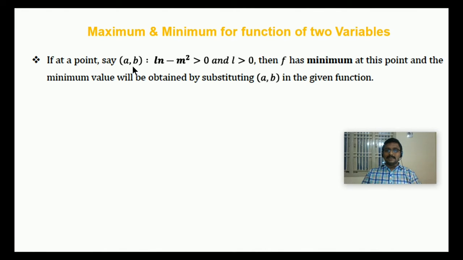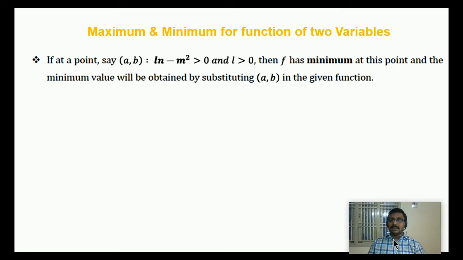If at a point, say (a,b), LN minus M square is greater than 0 and L is greater than 0, then the function f has a minimum value at the point, and the minimum value will be obtained by substituting (a,b) in the given function. Suppose LN minus M square is greater than 0 and L is also greater than 0, that is positive, both are positive values, then the function has a minimum value at the given point (a,b). So (a,b) here is the stationary point. At this point, both are positive values, then the minimum value will be obtained by substituting (a,b) in the given function.